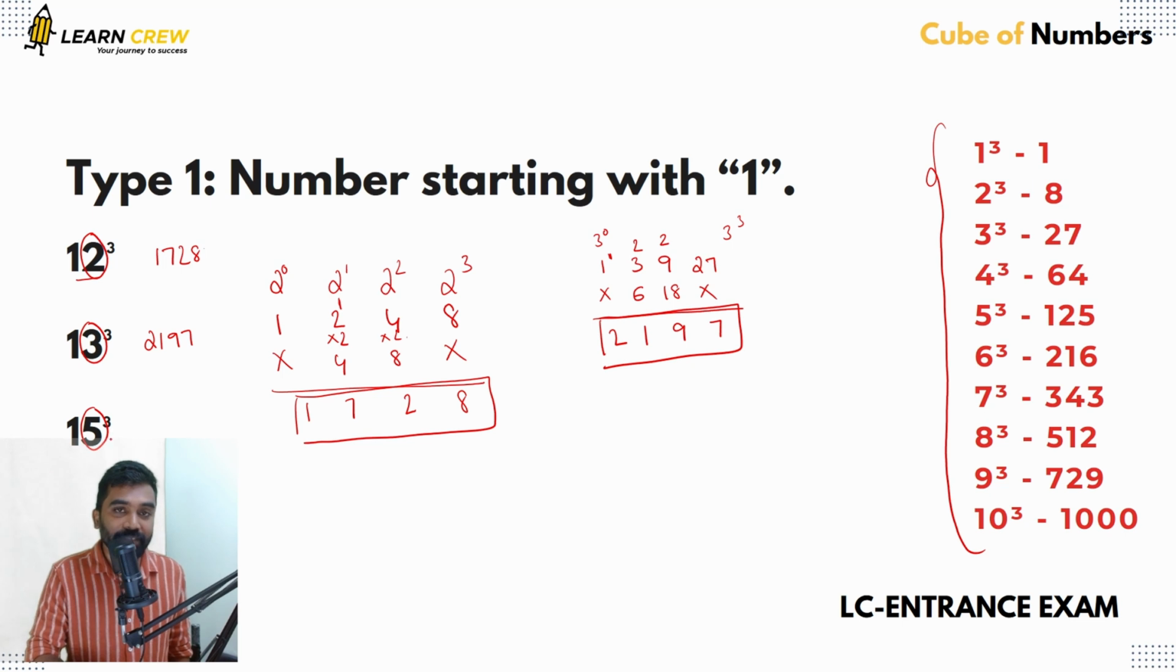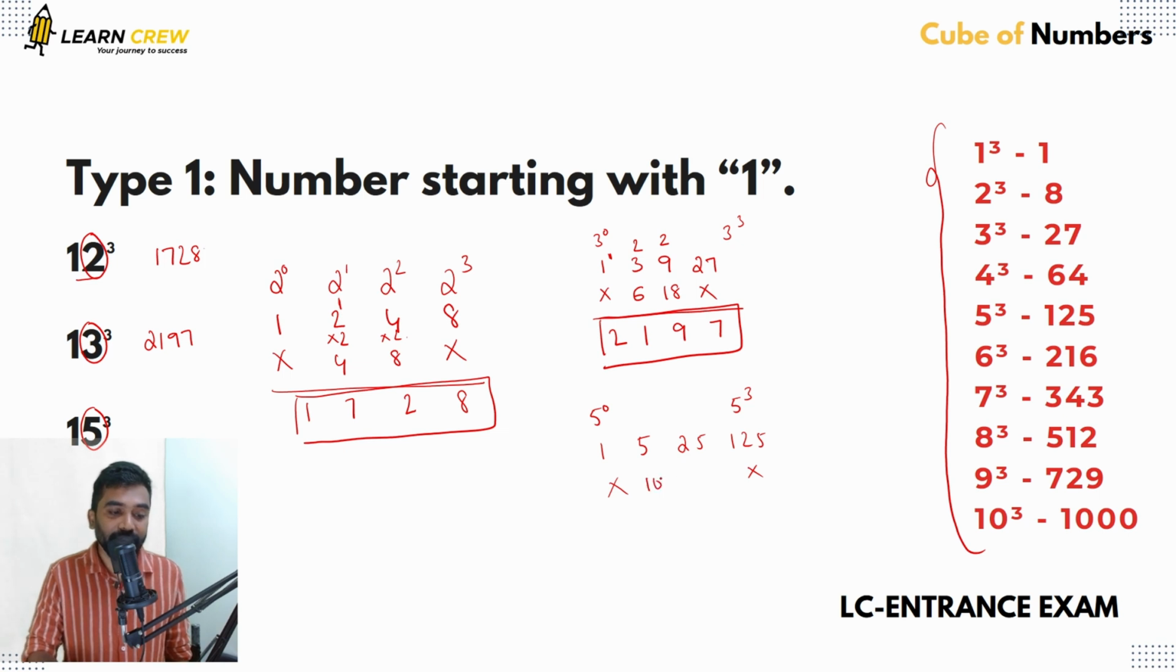The second number is 5, starts from 5 power 0 and goes up to 5 power 3. It is nothing but 1, 5 power 1 is 5, 5 square is 25, 5 cube is 125. Omit the first and the last numbers, multiply the middle numbers by 2. This becomes 10, this becomes 50.